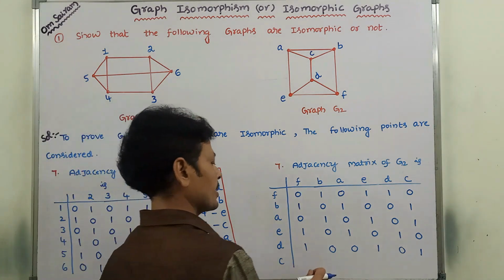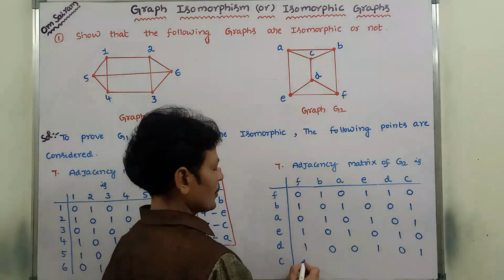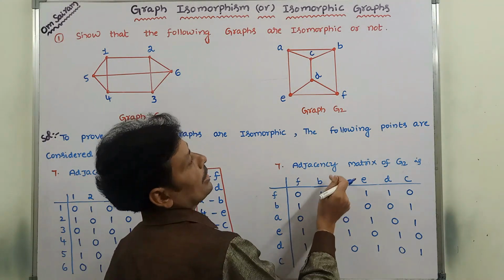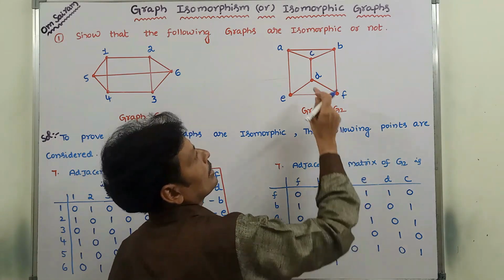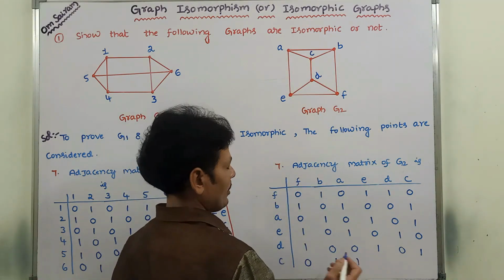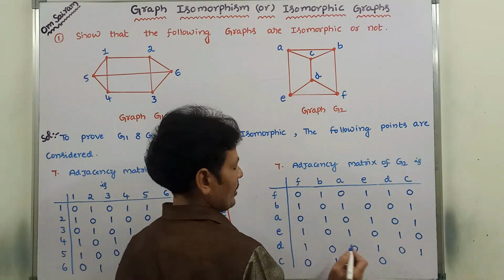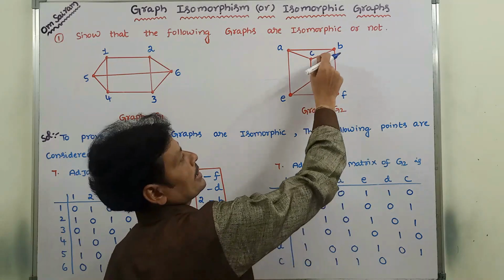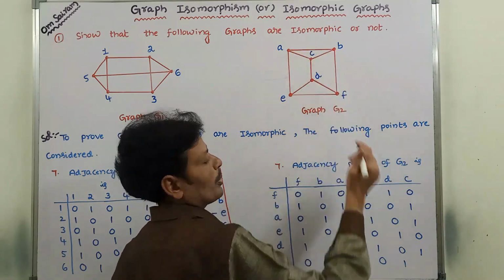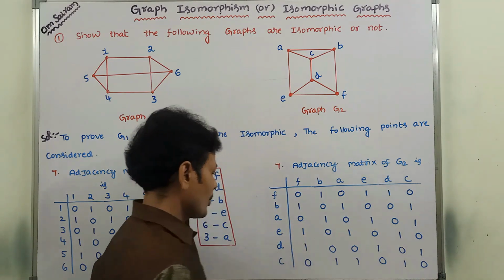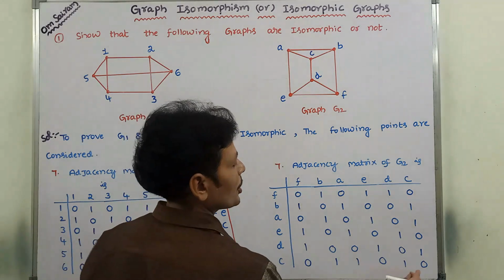Now we can go for this one. C to F. There is no edge between C and F, so its value is 0. C to B. There is an edge between C and B, so its value is 1. C to A. There is an edge between C and A, so its value is 1. C to E. There is no edge between C and E, so its value is 0. C to D. There is an edge between C and D, so its value is 1. C to C. There is no self loop at vertex C, so it is 0. So here 0, 1, 1, 0, 1, 0. Here also 0, 1, 1, 0, 1, 0.